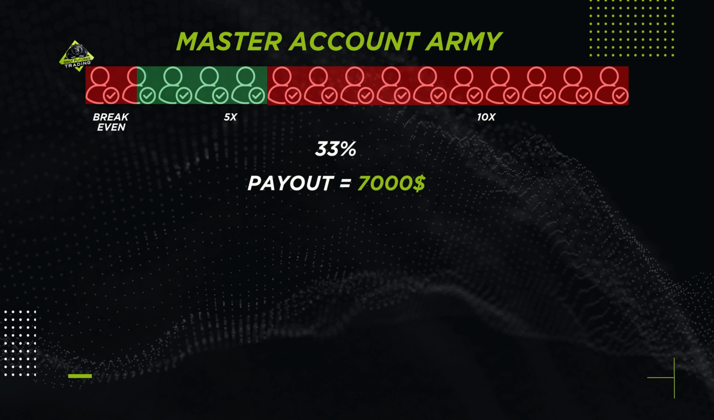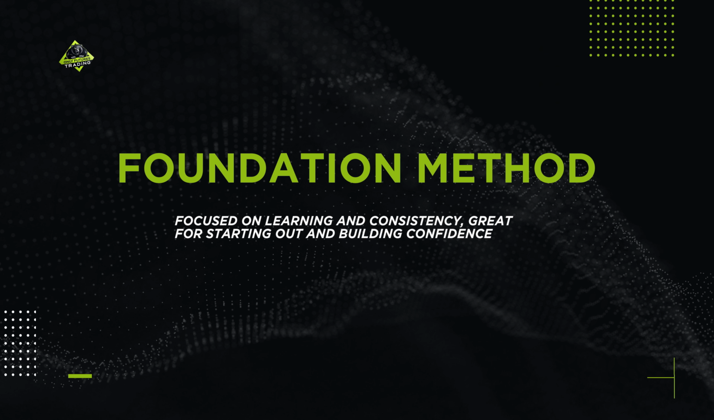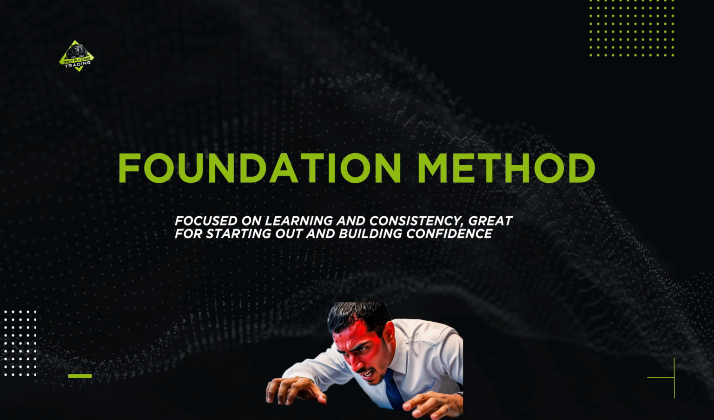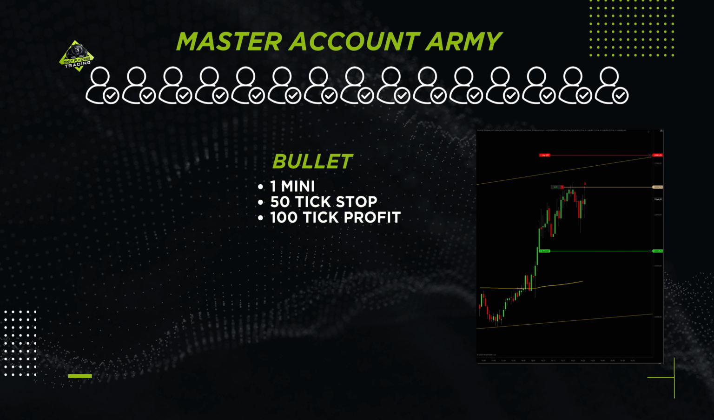All right, let's see how to trade these accounts. This is the foundation method, and it's really good to start with if you haven't built enough confidence yet, or if you're going through tilt sessions. Use one bullet with a 100-tick profit target and a 50-tick stop loss. Trail your profits. Set your break-even at 2 ticks, your first target at 26 ticks, second at 42 ticks, and your final target at 100 ticks.